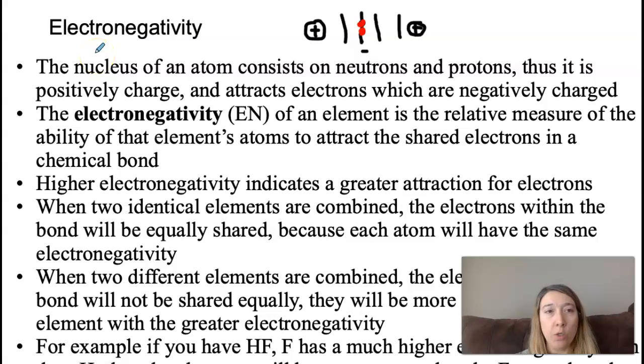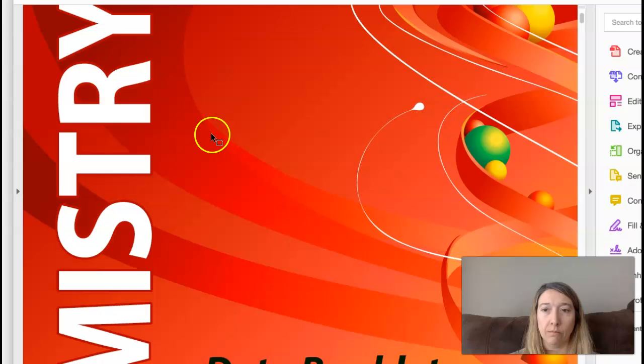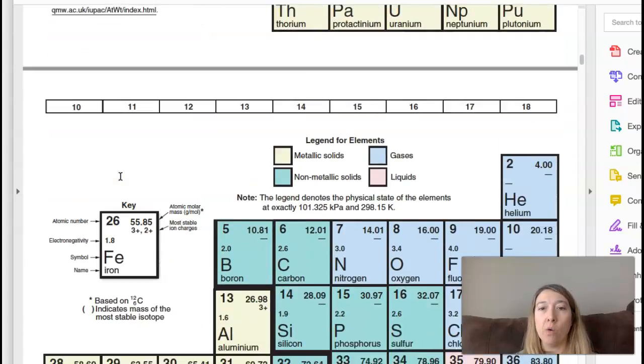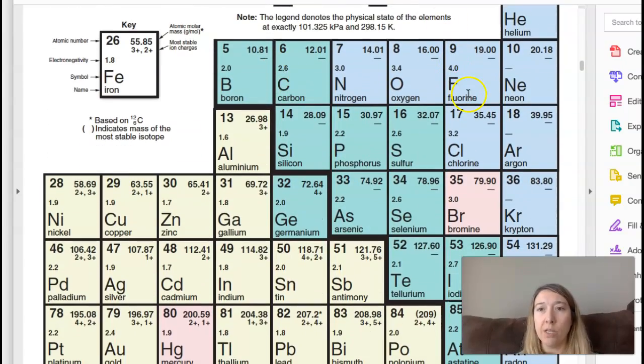So if you go to your periodic table, on that periodic table, you will see that the electronegativity numbers are these little numbers directly above your chemical symbols. So if I look at hydrogen, it has an electronegativity of 2.2, lithium is 1, sodium is 0.9. So the smaller the number is, the less that attraction is for the shared pair. If we go over to the other side of our table, we start to see that we get much bigger numbers, right? So we have fluorine at 4, we have chlorine at 3.2.